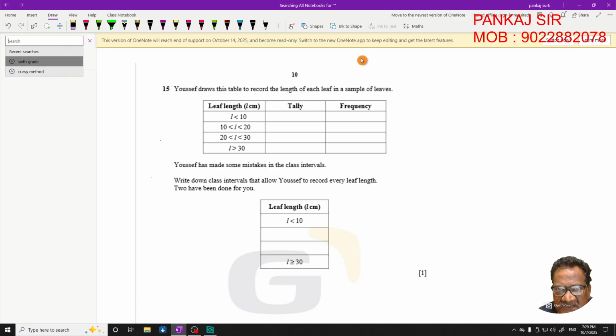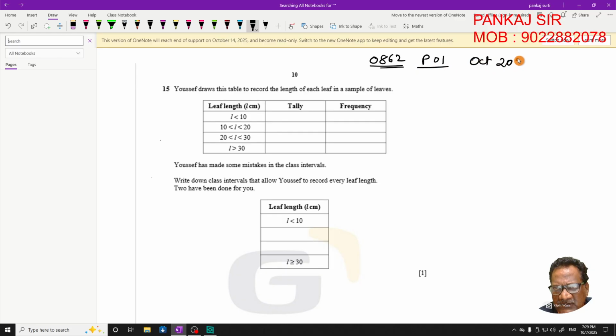The paper number is 0862, and this is paper number 1. This is the October 2024 checkpoint paper, and I have already solved question number 1 to question number 14 in a previous video. So in this video I am going to solve questions from question number 15 till the last, I think up to question number 24. Okay, so let us get started.